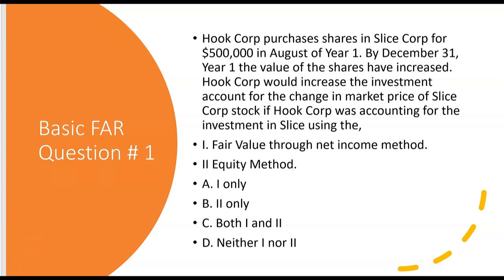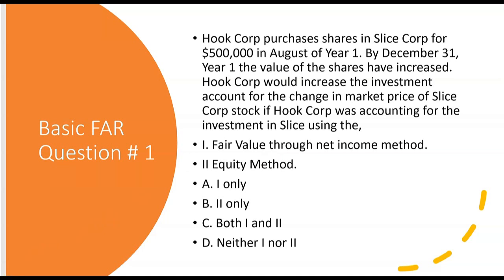So now let's look at the facts. It says Hook Corp purchases shares in Slice Corp for $500,000 in August of year one. By December 31st, year one, the value of the shares have increased. Okay, so the stock went up in value. Hook Corp would increase the investment account for the change in market price of Slice Corp stock if Hook Corp was accounting for the investment in Slice using, not the equity method, but the fair value through net income method. That's the one where you would mark to market.